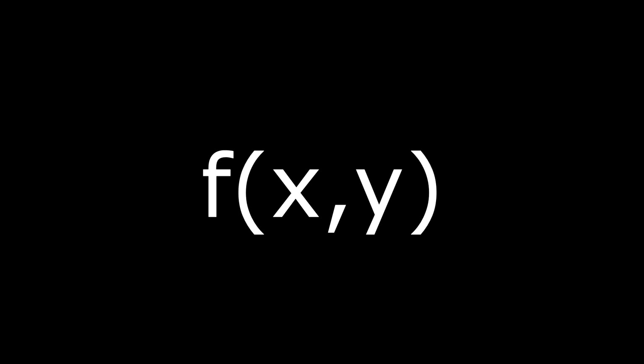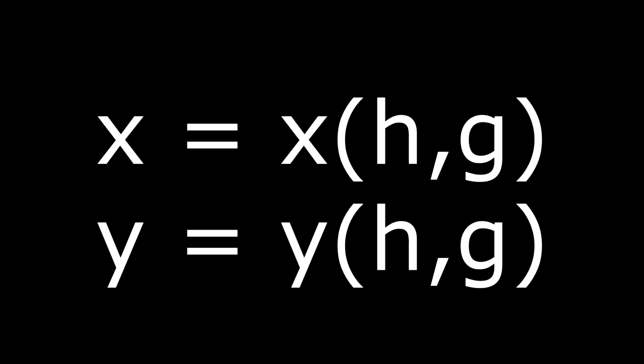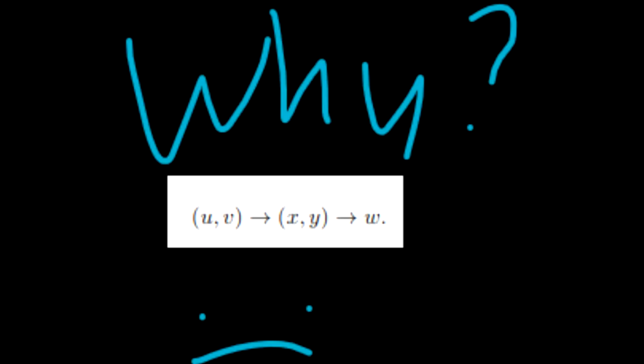What if you have a function of, say, two variables, f of x, y, where x and y were other functions of two variables, like x of h, g and y of h, g? I refuse to use U and V. I'm sorry, they're just way too similar.